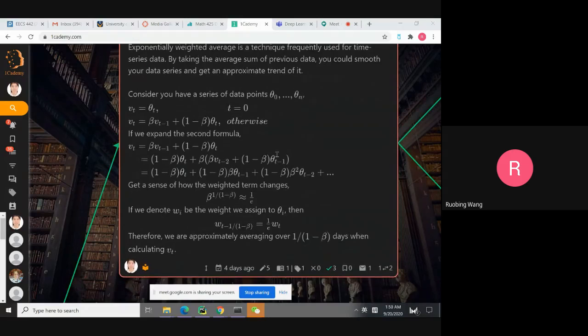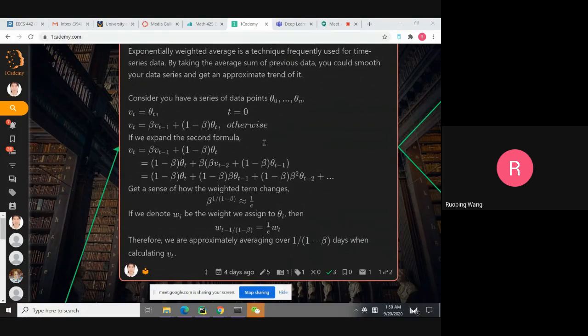And if we expand the second formula, we can get a better sense of what it means. Since v(t-1) is equal to beta v(t-2) plus (1 minus beta) theta(t-1), we can plug it into our equation and continue to expand it. We will get the third equation here. So it is actually a weighted average of all the data points from t equals 0 to t.